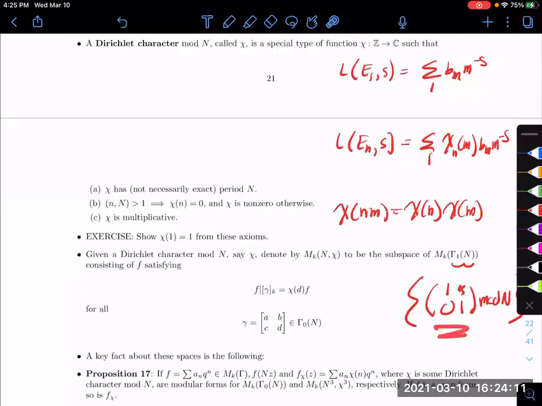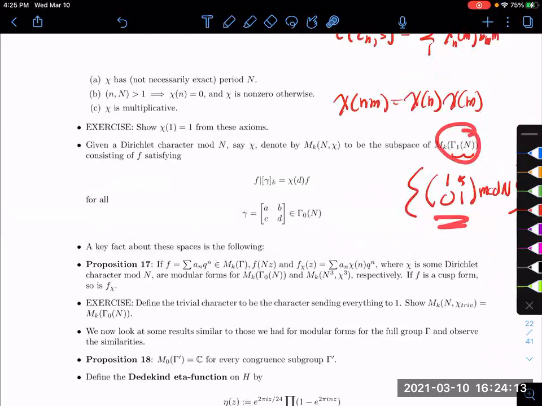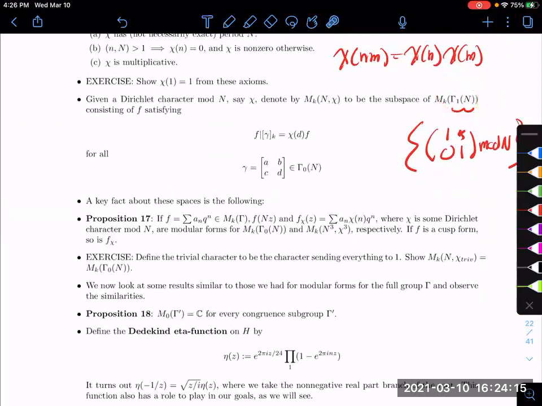So you're looking at a subgroup of that, consisting of functions such that when you do f bracket gamma, you don't necessarily get f back, but you get chi evaluated at d times f. And what is this d? D is the lower right entry of gamma. Okay, and then for which gamma do we want this to be true?